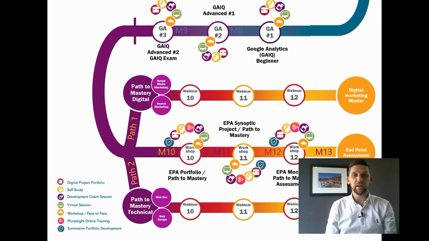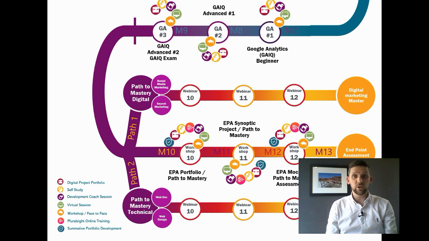What you should see there are 7 icons, and each icon relates to a different style of delivery for that qualification or for that unit. So for example, you can see digital project portfolio, self-study, development coach session, virtual session, etc., all the way down to summative portfolio development. That's the way in which a particular unit is delivered.